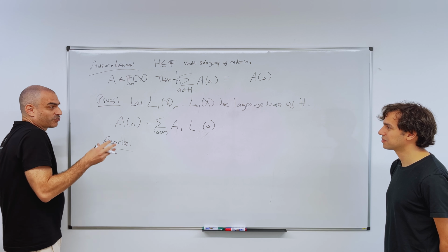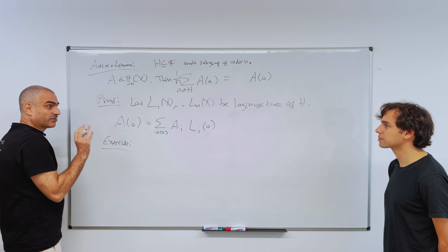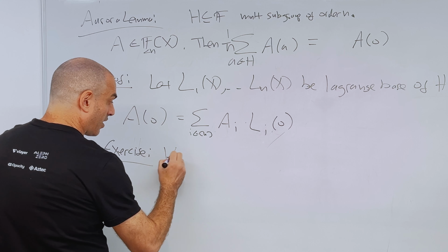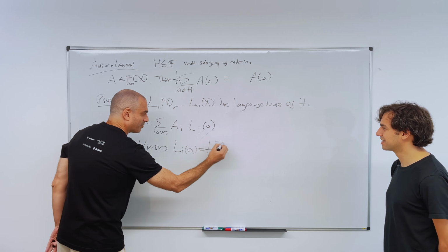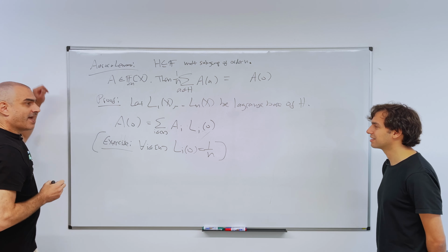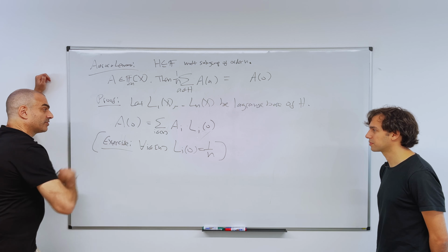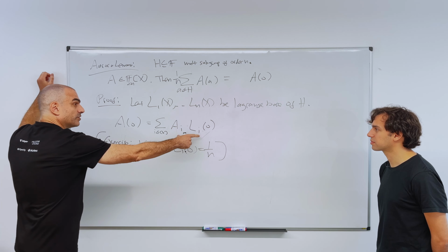Which tells us that the Lagranges all agree at 0. So for every i, Li of 0 is simply 1 over n. Okay, so let's put this exercise in parentheses. And now, given this nice fact, what does this sum become?